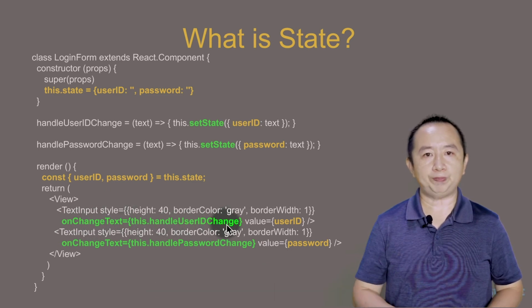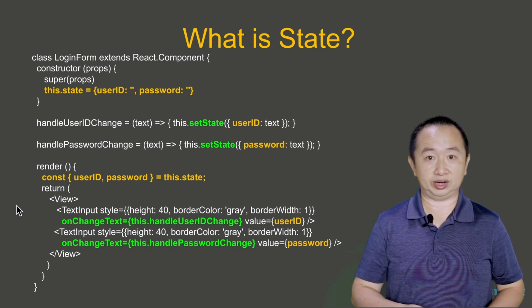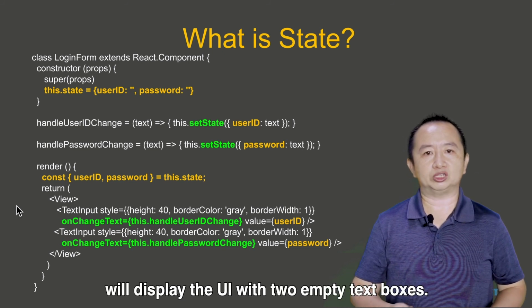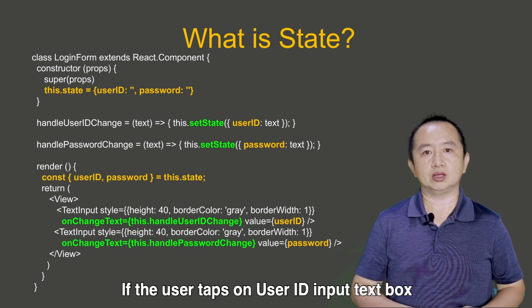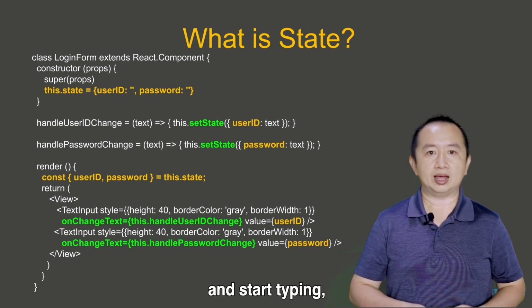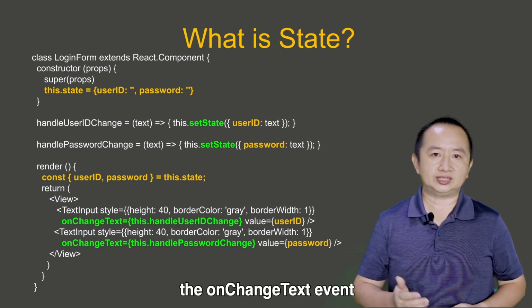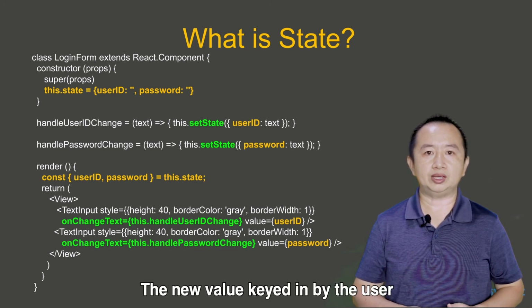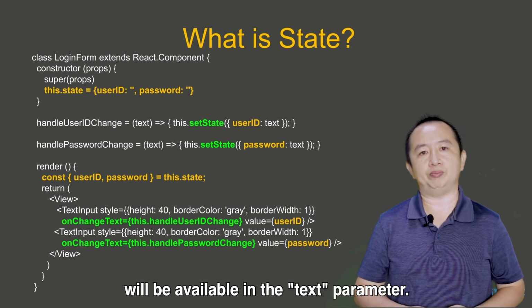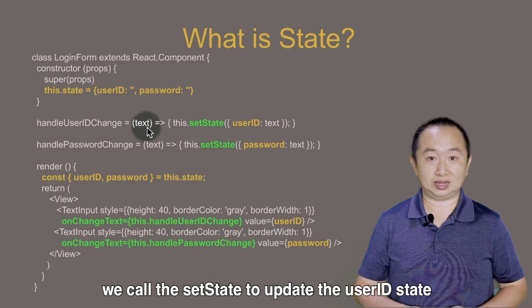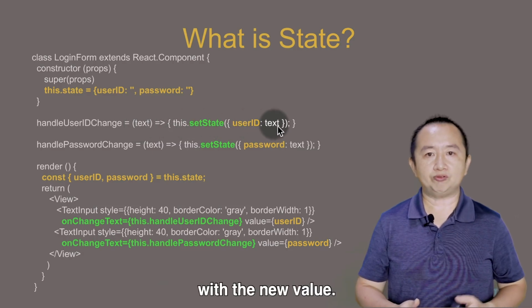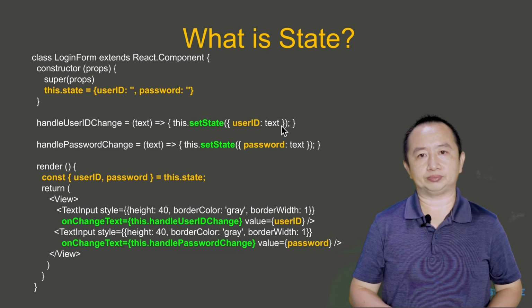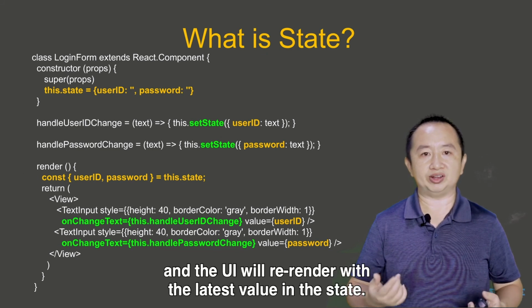Let us go through the program flow. When the login form component is created, we initialize the state via the constructor. Then, the render method will display the UI with two empty text boxes. If the user taps on the user ID input text box and starts typing, the onChangeText event will fire the user ID change handler. The new value keyed in by the user will be available in the text parameter in the handler. We call setState to update the user ID state with the new value. After setState is invoked, the React Native engine will fire the render method again, and the UI will re-render with the latest value in the state.